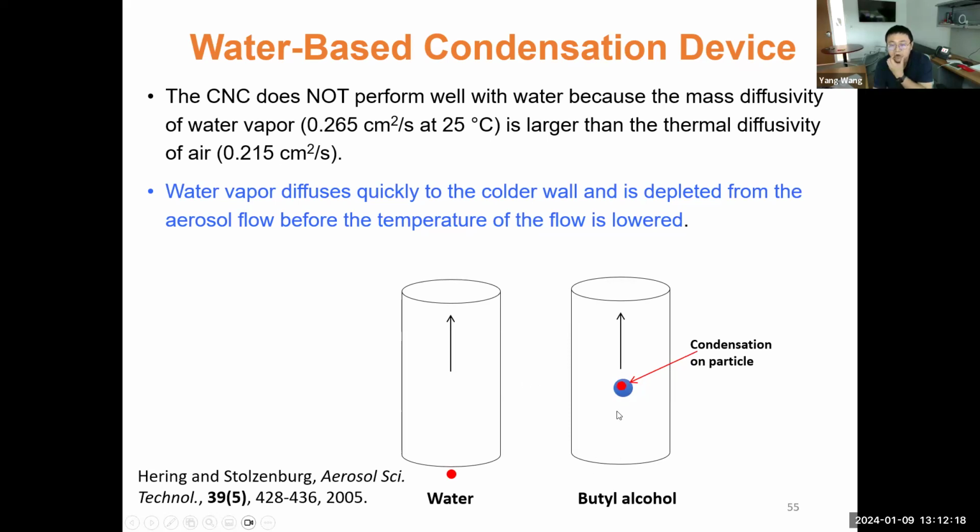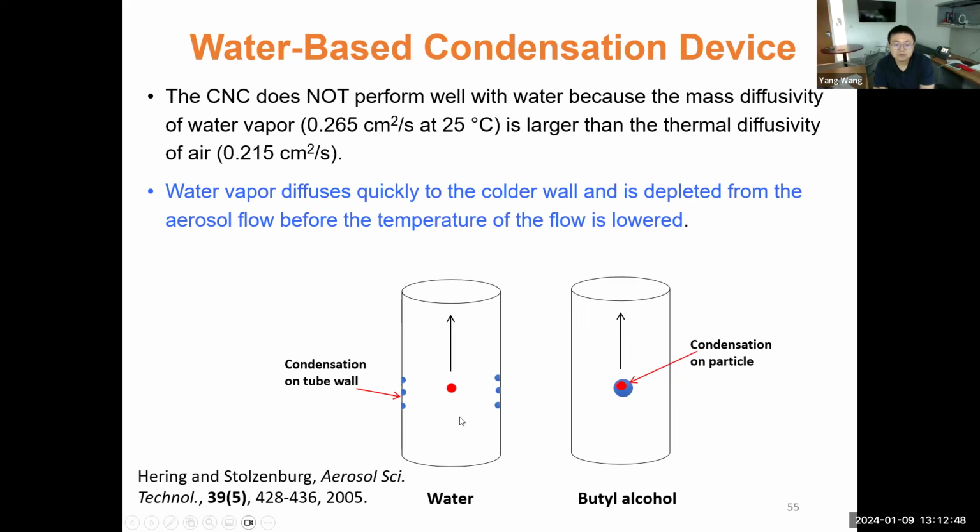You have a colder environment here, and then basically in the condenser, the heat diffuses faster towards the center, where you can achieve a higher supersaturation near the center. But when you have water in the system, water actually diffuses faster than heat. So because of that, you will not achieve supersaturation. Here, you just get subsaturation. We can never grow the particles.